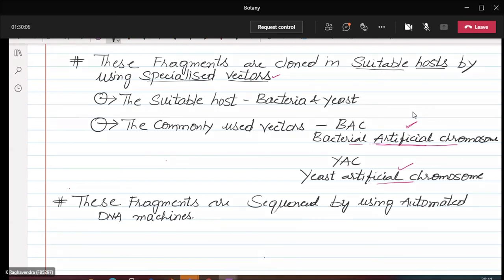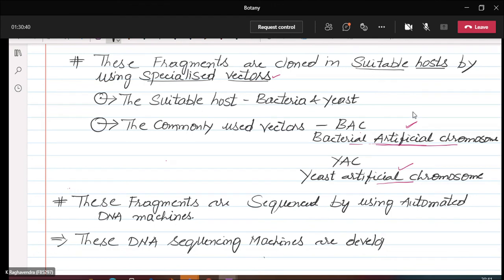So this whole credit goes to Frederick Sanger. Frederick Sanger developed DNA sequencing machines, and based on that, these fragments are sequenced. So these DNA sequencing machines, I have a point once again, are developed on the principles of Frederick Sanger.